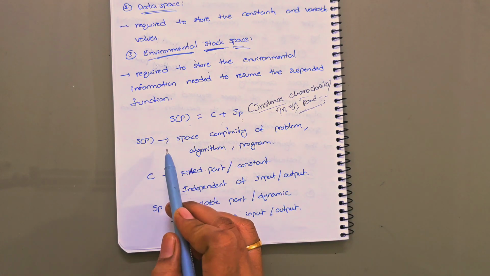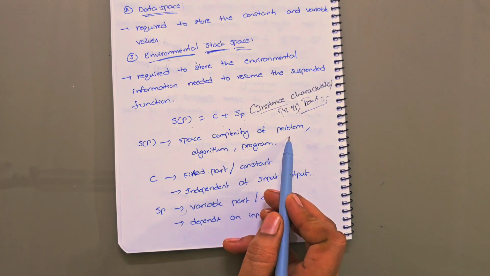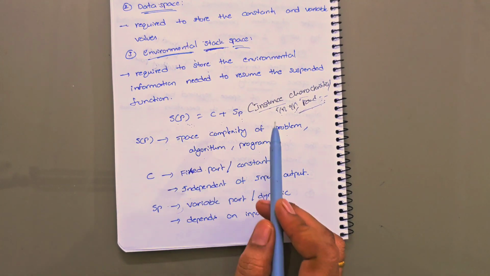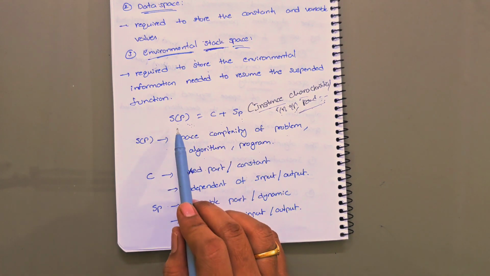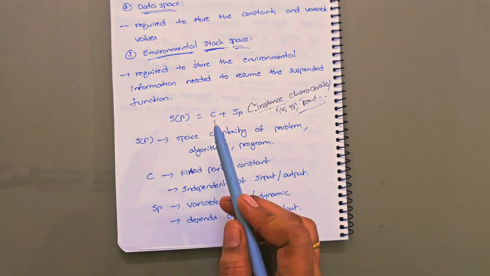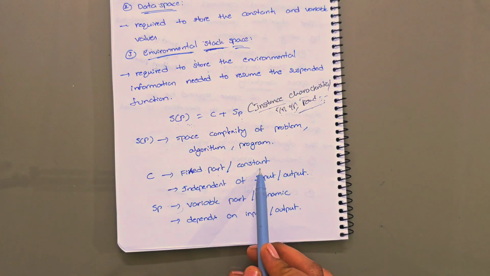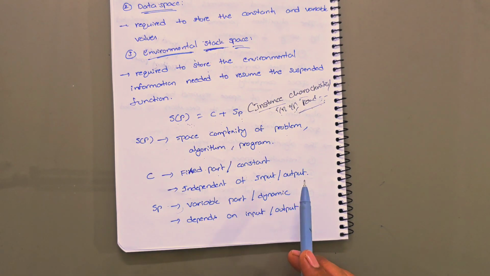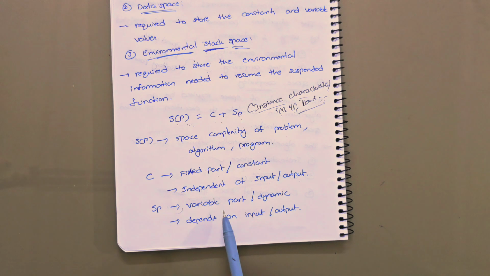S(P) is the space complexity of a problem or algorithm or program. S(P) is the total amount of space required by an algorithm. Here C is the constant part, so it is independent of the input and output. S_P is the variable part or dynamic part, so it depends on the input and output.